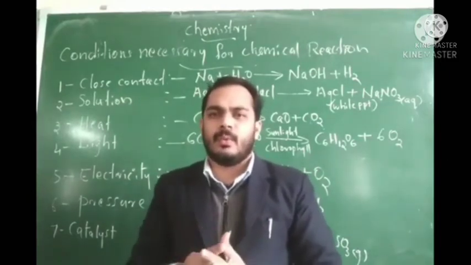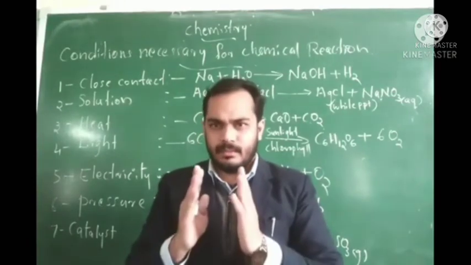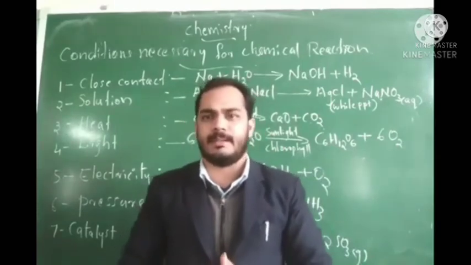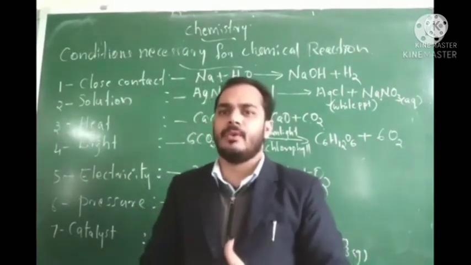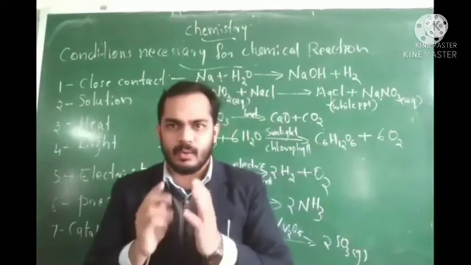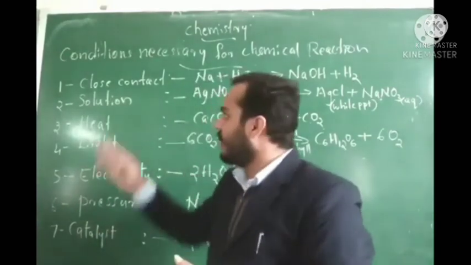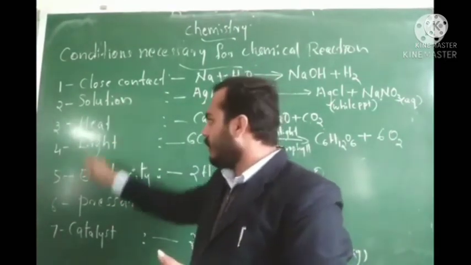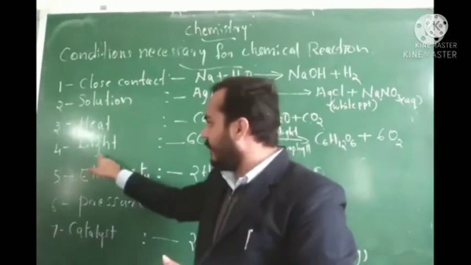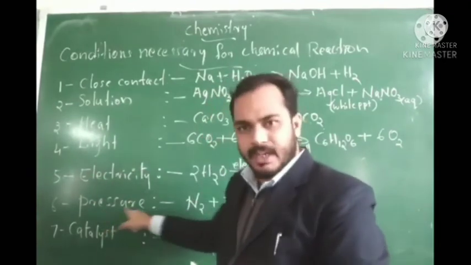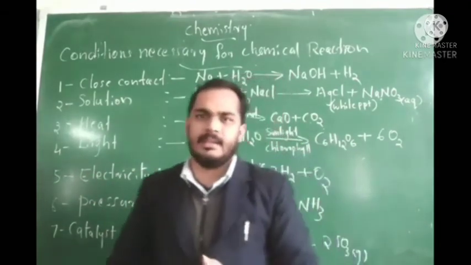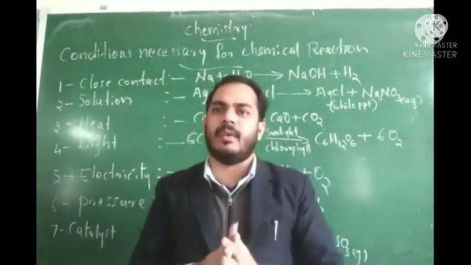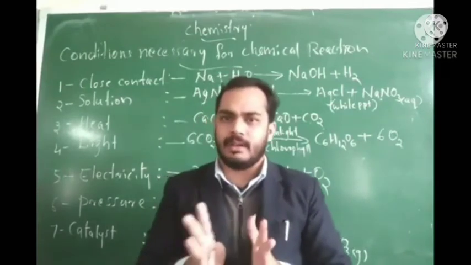So there are a few conditions required for a chemical reaction to take place. Today we are going to discuss this topic. First, we want to understand the conditions. First condition is close contact. Second is the solution. Third is heat, then light, electricity, pressure and the catalyst. These are the very important conditions for a chemical reaction to take place.